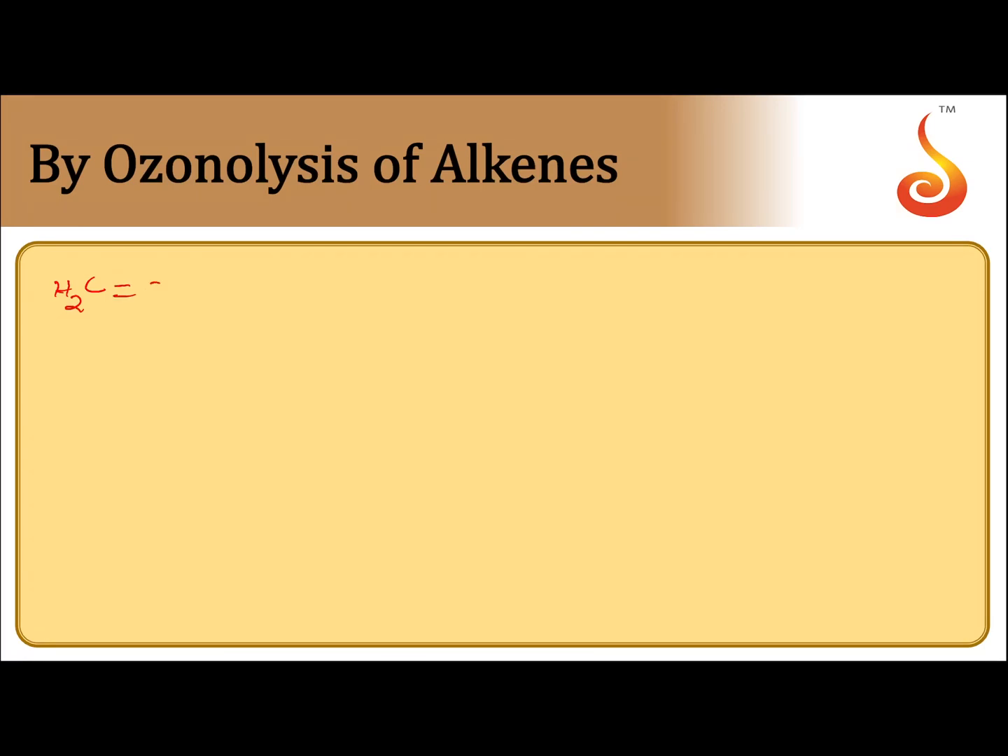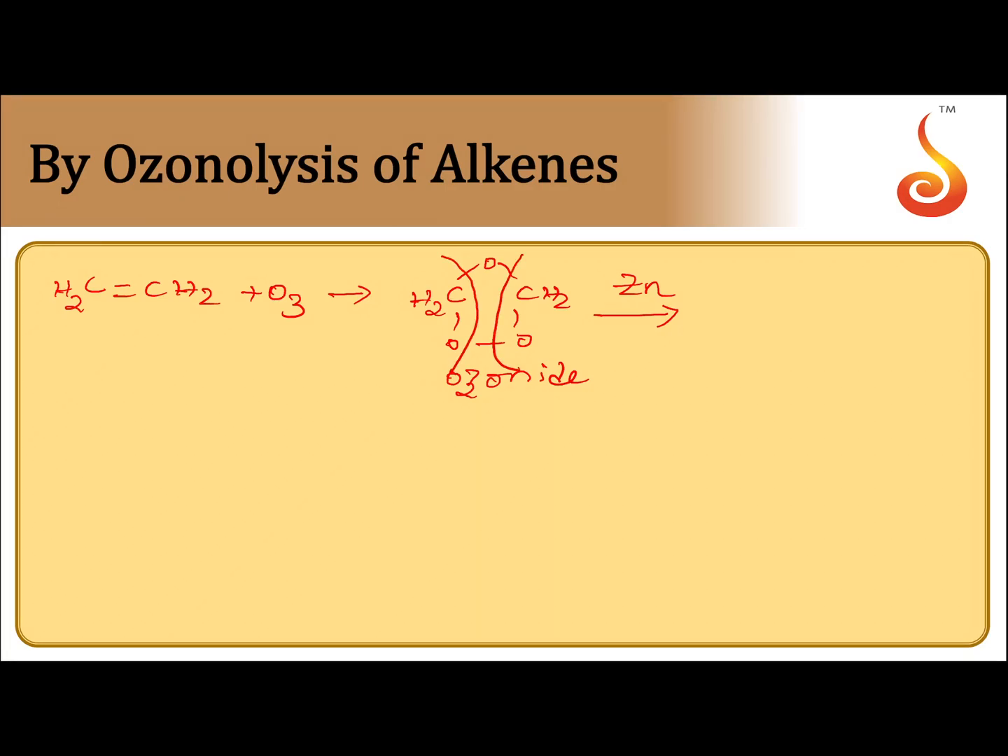Let us take one example. Simple alkene CH2=CH2. When treated with ozone, first you will get ozonide. What is ozonide? This is ozonide. Ozonide when treated with zinc splits the bond like this. This oxygen will go with zinc as zinc oxide.